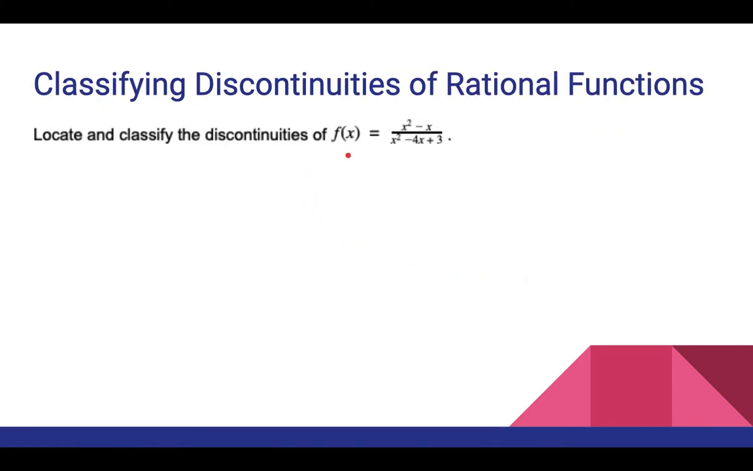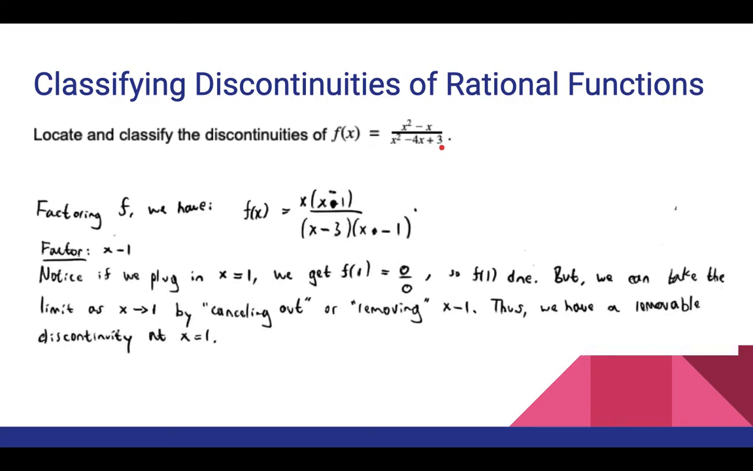Okay, so lastly, if we don't have a piecewise function, we may be asked to locate the discontinuities of a rational function, such as f of x equals (x squared minus x) divided by (x squared minus 4x plus 3). In this case, to locate the discontinuities, we apply the same techniques from 1.2, where we factored the numerator and factored the denominator to study each factor individually. So if we factor this, we're going to have f of x equals x times (x minus 1) in the numerator, divided by (x minus 3) times (x minus 1) in the denominator.